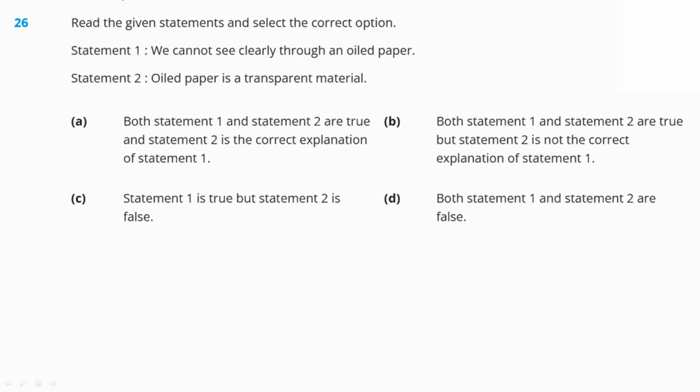Next, read the given statements and select the correct option. Statement 1, we cannot see clearly through an oil paper. This is correct. Statement 2, oil paper is a transparent material. No, definitely not. It is a translucent material. So this is false. So statement 1 is true, statement 2 is false. Option number C is our right answer.